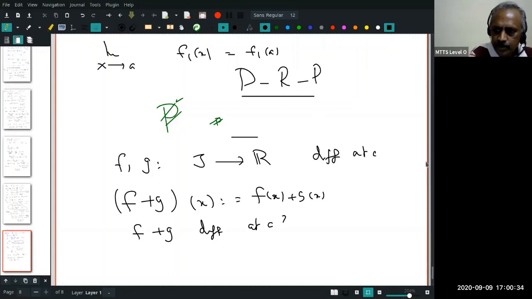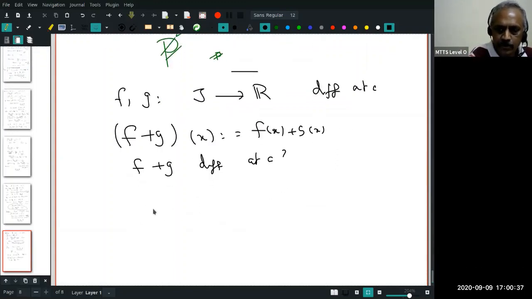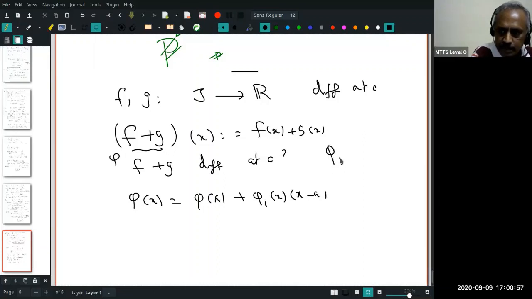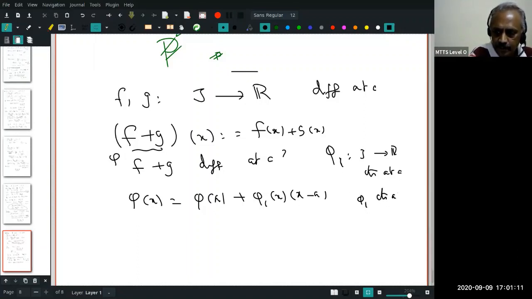Right? So if I want to check differentiability at a, I can take the limit concept, or I can use the characterization in terms of a continuous function. So call this phi. Then what I want is to find phi(x) equal to phi(a) plus phi1(x) into (x minus a), where phi1 must be a function from J to R and continuous at a, satisfying this property. So whether I can find a phi1 like this, continuous at a. Do all of you understand? Okay, how do I do that?